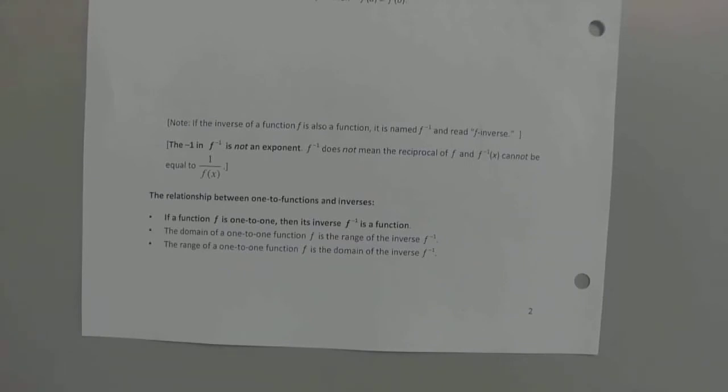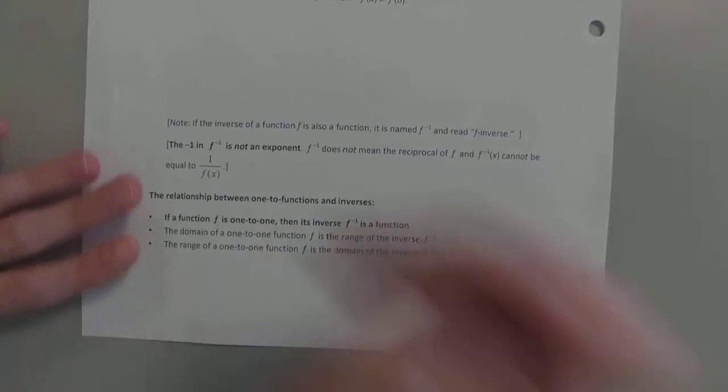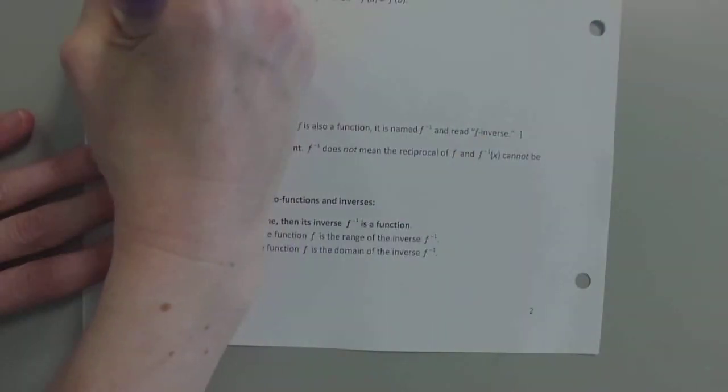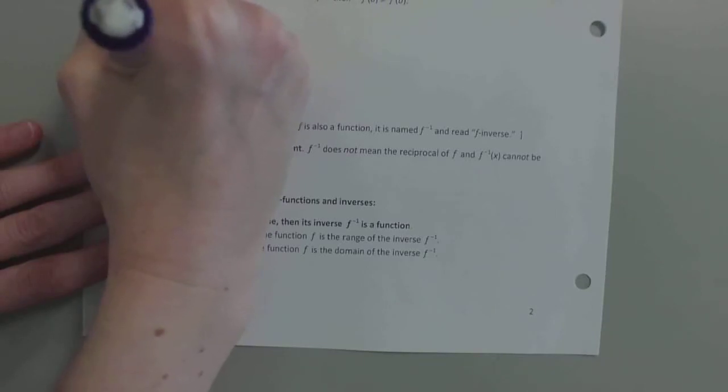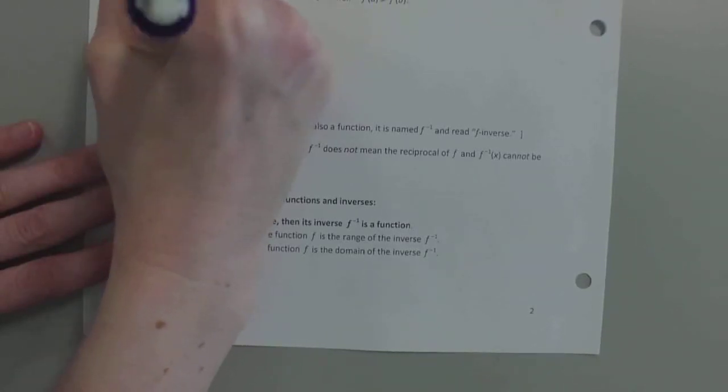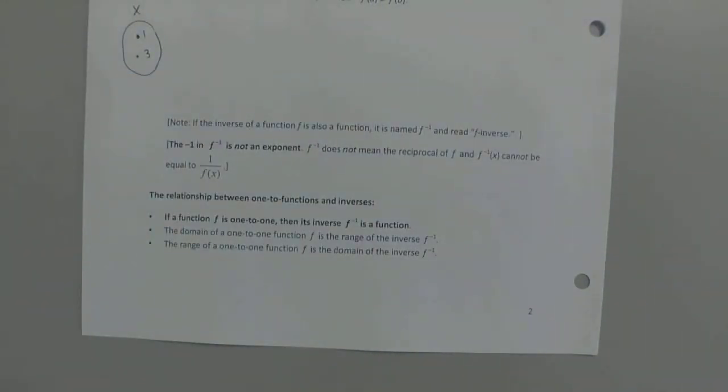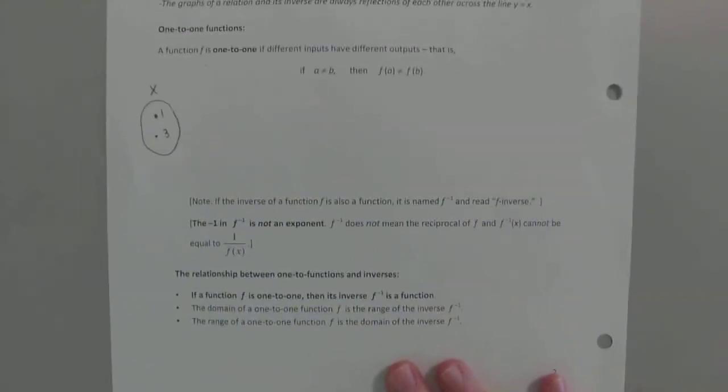A function f is one-to-one if different inputs have different outputs. So that means if you go from x to y, your input has to go to a different output. And I'll show you what we're talking about. So we're going to do 3 little things. So on this side, we're going to plot 1 and plot 3 in our little domain.